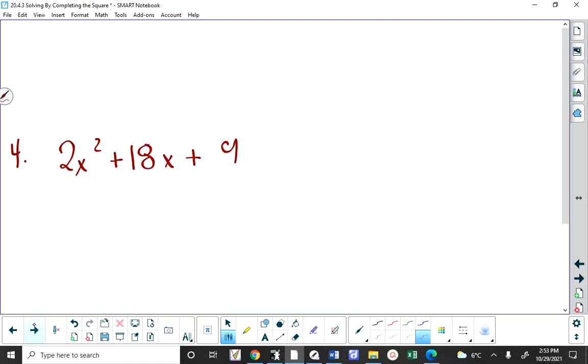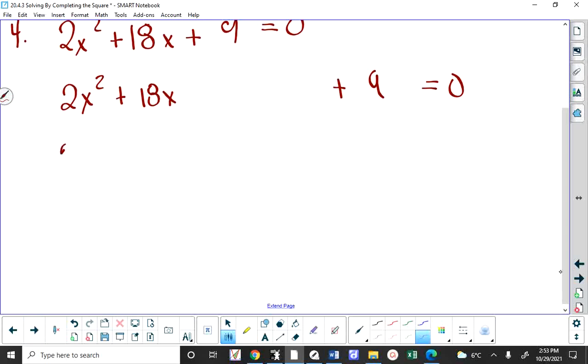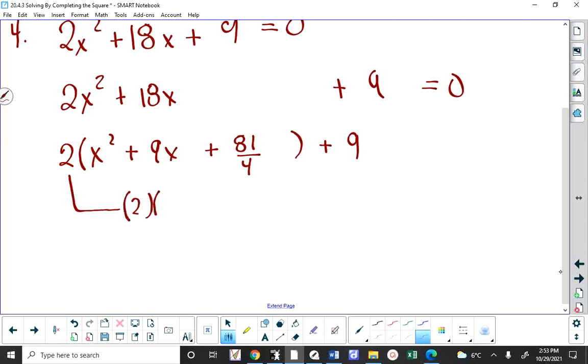All right, final one. We're going to take the 2 out, but again, just to make sure, let's move this 9 over here, and don't forget this is equal to 0. I take the 2 out of the variable terms, x squared plus 9x. More fractions? Man oh man. I have to take half of 9, which is 9 over 2, and then square it, which gives me 81 over 4. I have to multiply the 2 and the 81 over 4 to find out what effect I had on the equation, and that's 81 halves, which means I need to take away 81 halves. This is still equal to 0.